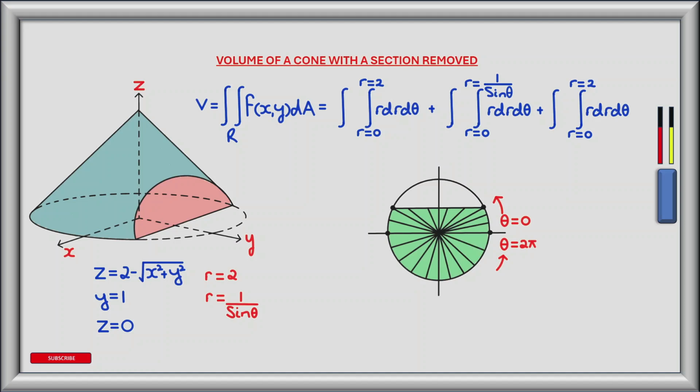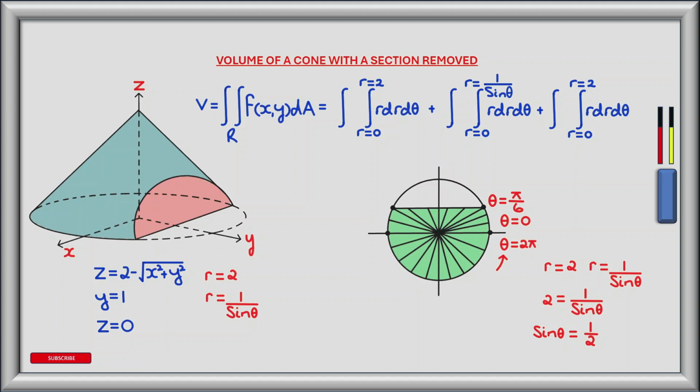To determine the angles at which the circle and the horizontal line intersect, we can equate the two polar equations. So we have the equations r equals 2 and r equals 1 divided by sine theta. Equating the two gives 2 equals 1 divided by sine theta. So this leaves the sine of theta equal to a half. And starting at 0 and moving towards 2 pi, the first time the sine of theta is equal to a half is at theta equals pi by 6.